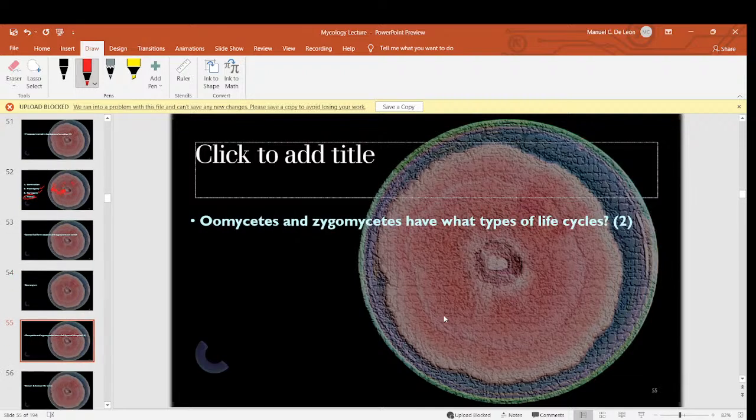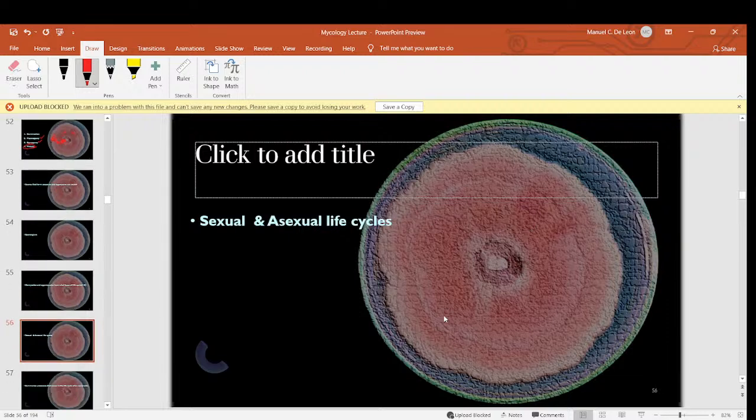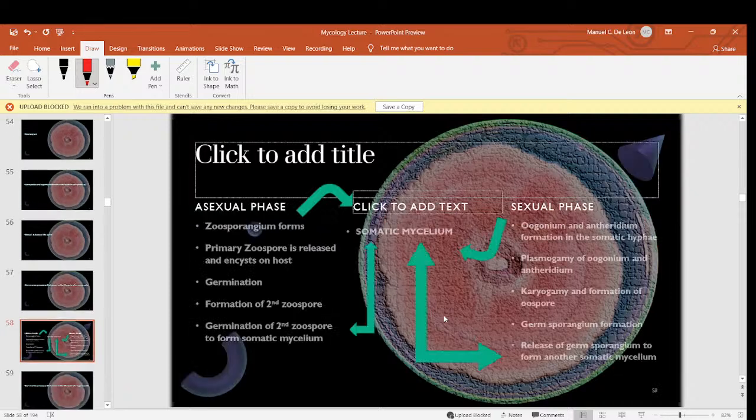All right. And then oomycetes and zygomycetes are actually kingdoms, or rather families of fungi that have two life cycles. They have both sexual and asexual life cycles. I will summarize both of them for you guys to understand. Summarize the process of the life cycle of an oomycete. Let's start in the middle portion.